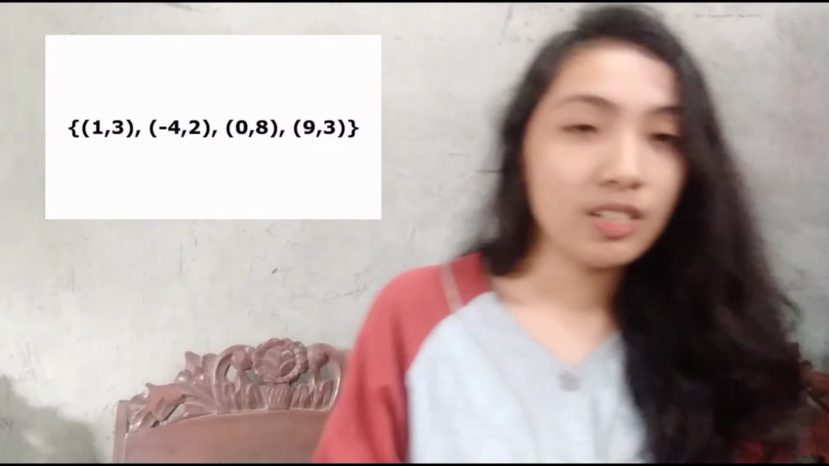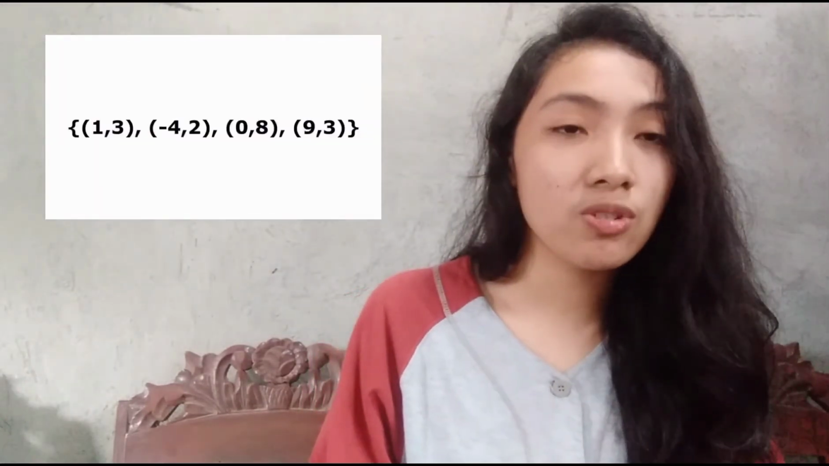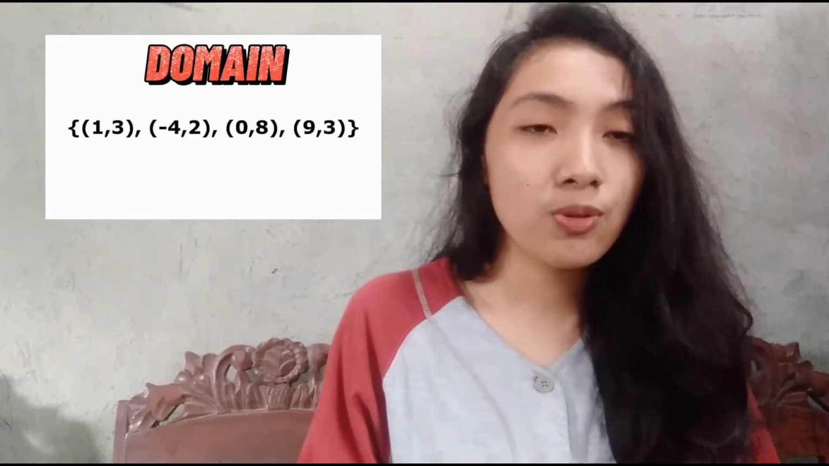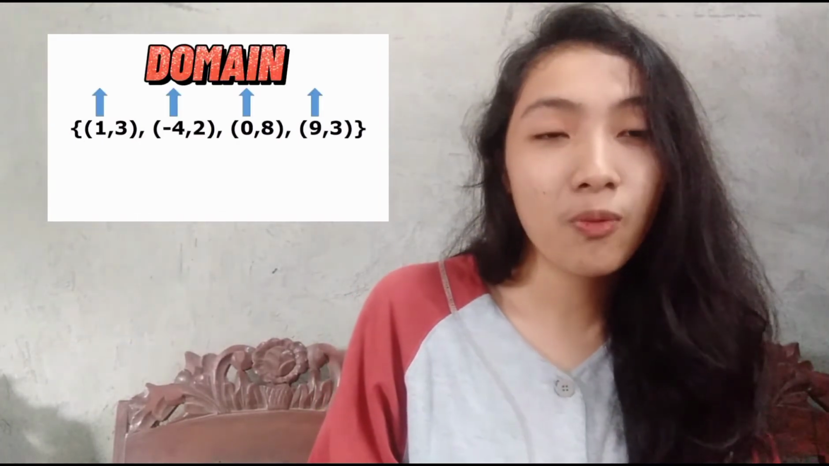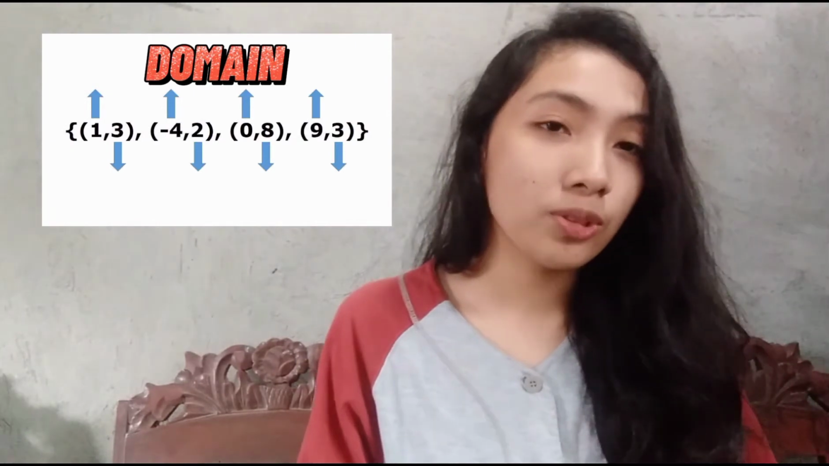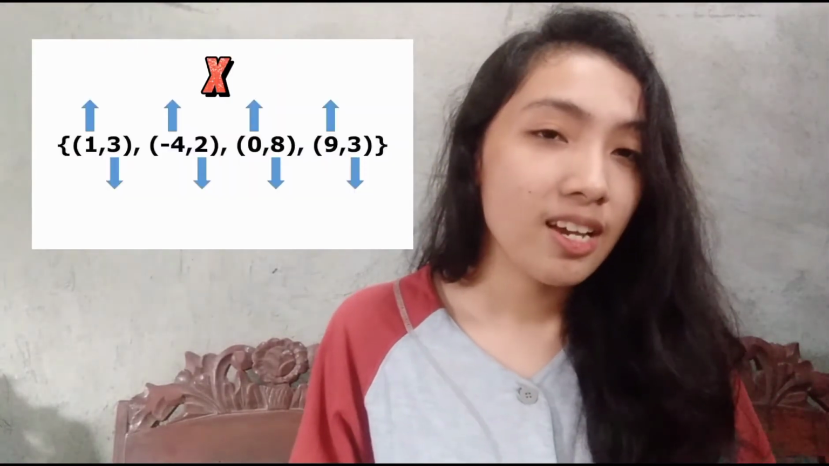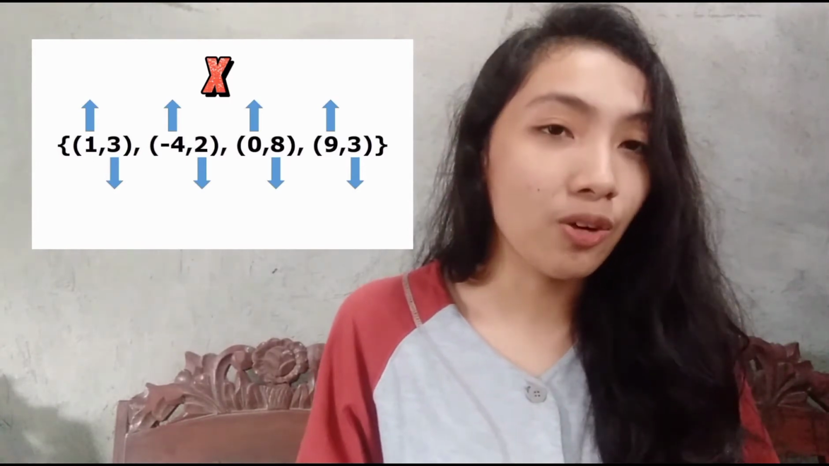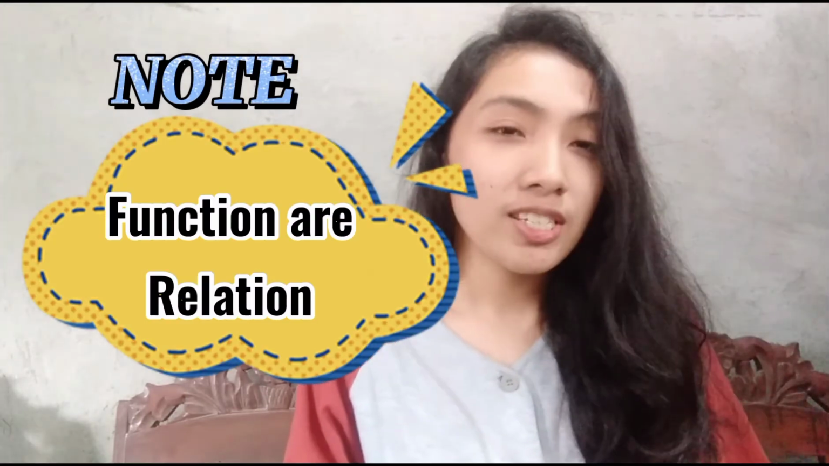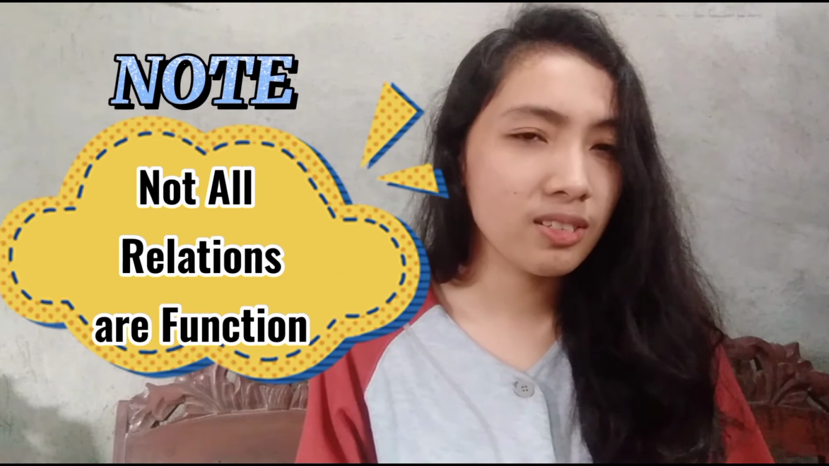A relation is any set of ordered pairs, just like this. A function is a relation in which for every first coordinate, which we call the domain, there is exactly one second coordinate, which we call the range. Or for every element of x, there is exactly one unique element of y. But take note, functions are relations, but not all relations are functions.